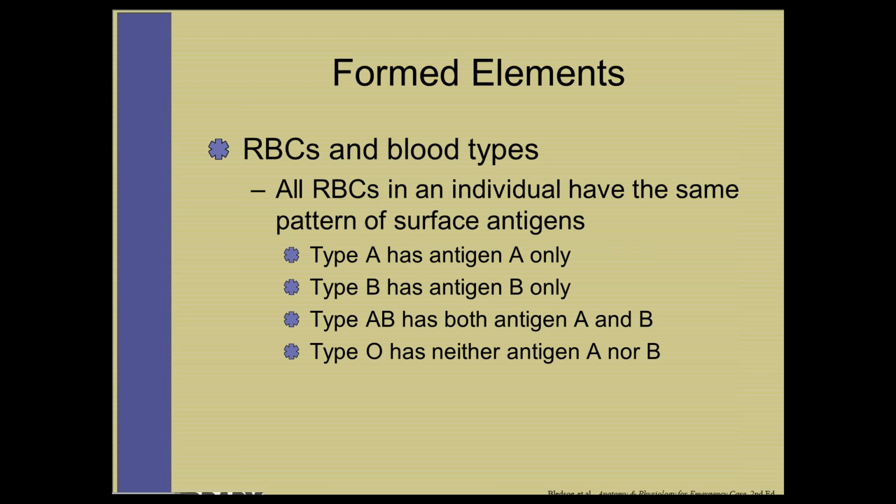This is very important for you to know. If we get a blood type, type A, it has the type A antigen only. A type B has the B antigen only. A type AB has both A and B antigen. And type O has neither antigen A nor antigen B. So we talk about the universal donor and the universal acceptor that's out there.